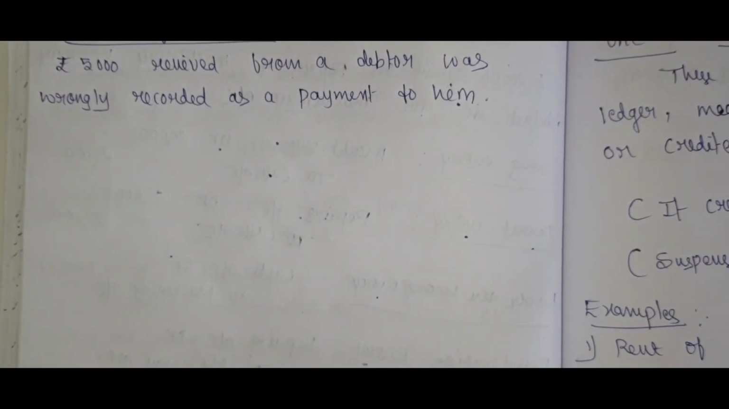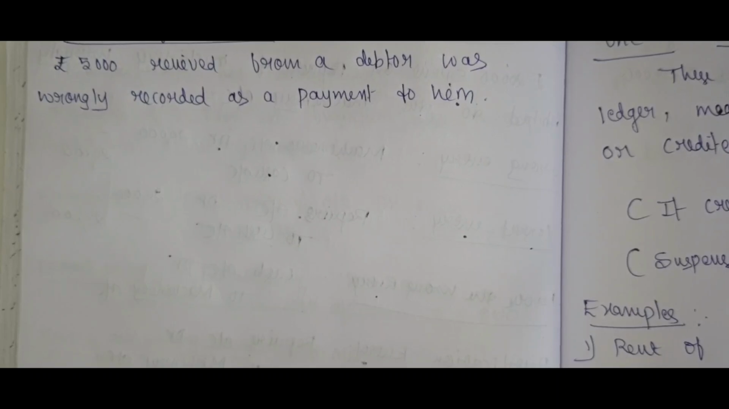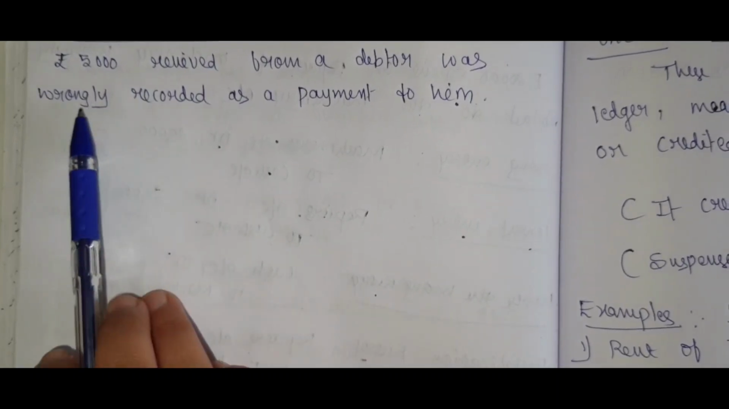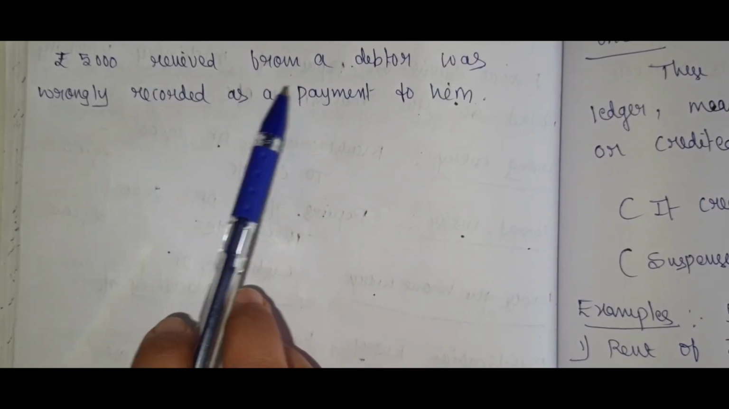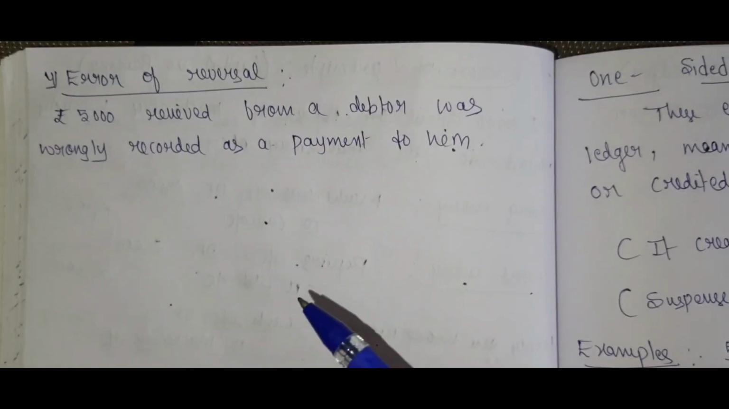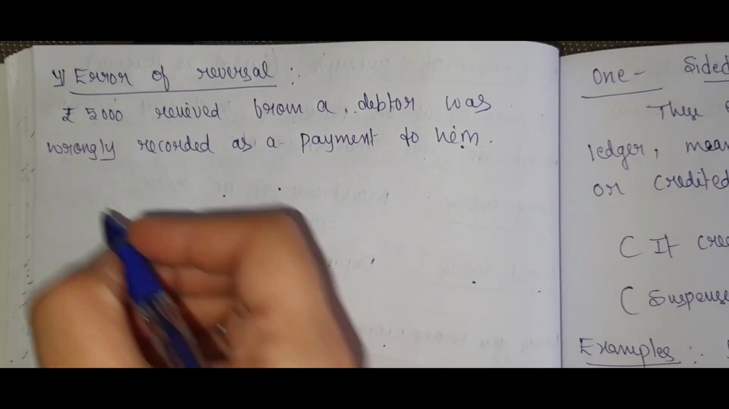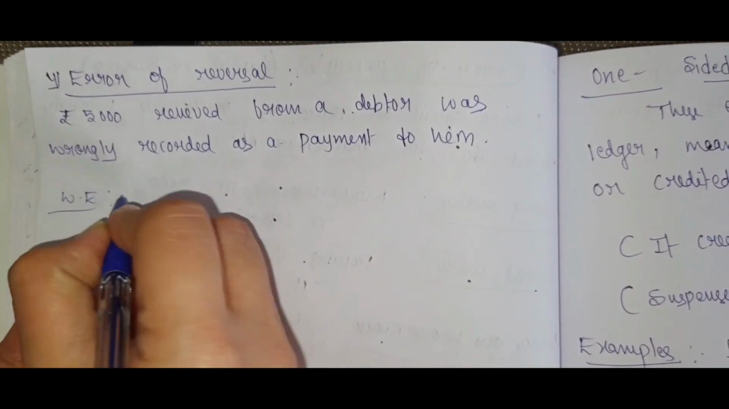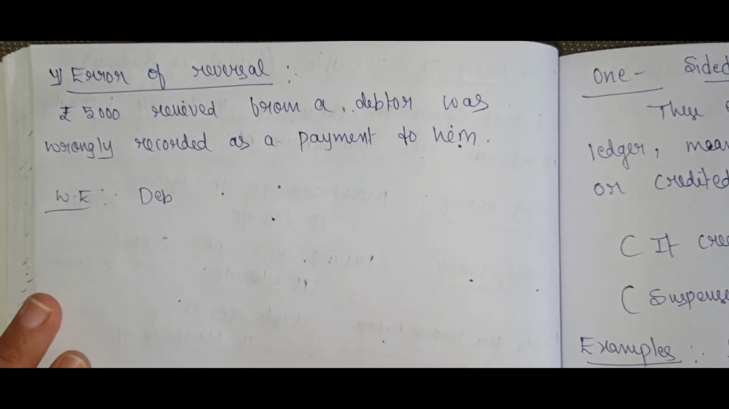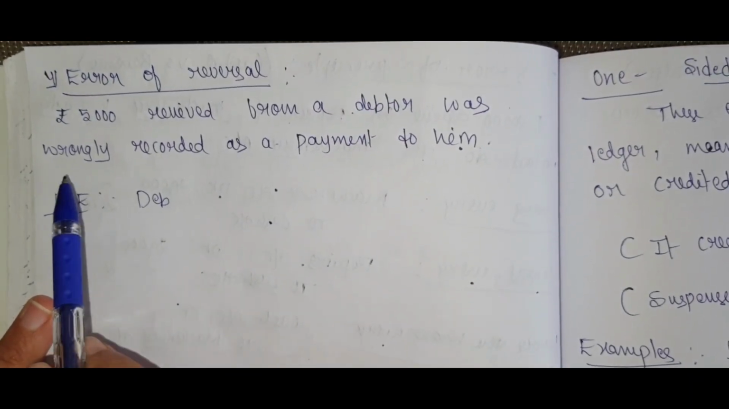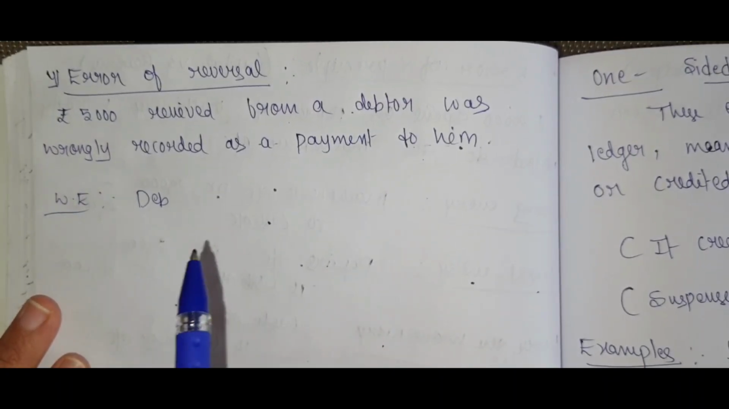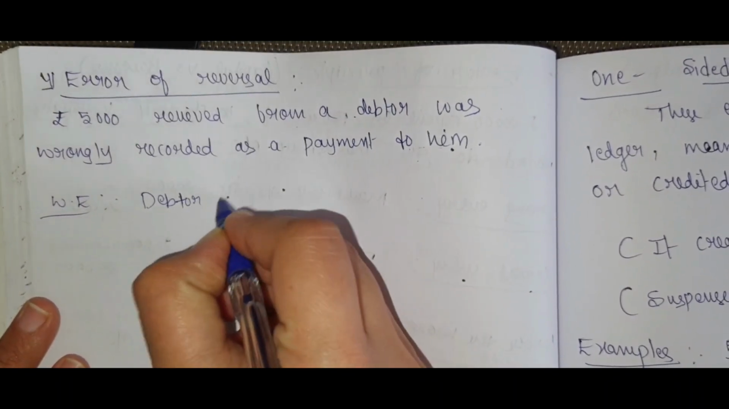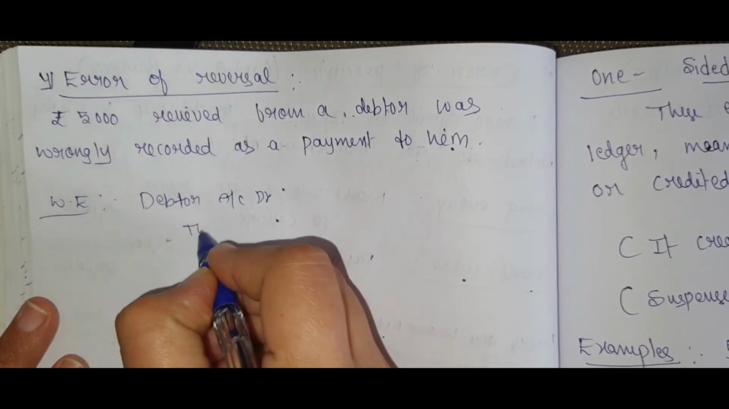Rupees 5,000 that is received from a debtor was wrongly recorded as payment to him. Actually what happens here? We receive the payment of rupees 5,000 from a debtor, but here it is wrongly recorded; we make a payment to him. So what is the wrong entry here? Received from a debtor but wrongly recorded as payment to him means we debit the debtor here. That is the wrong entry: debtor account debit to cash account.